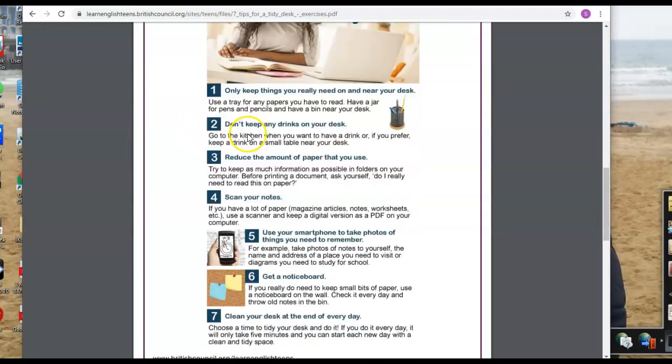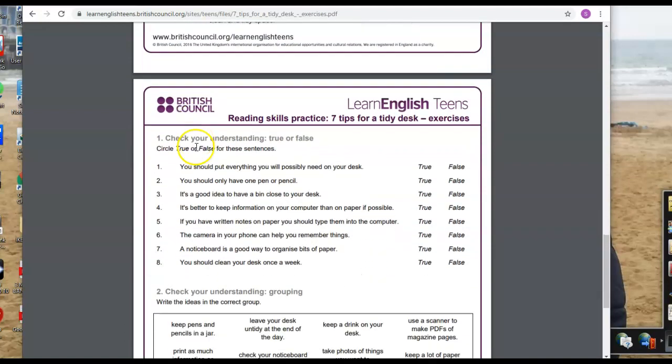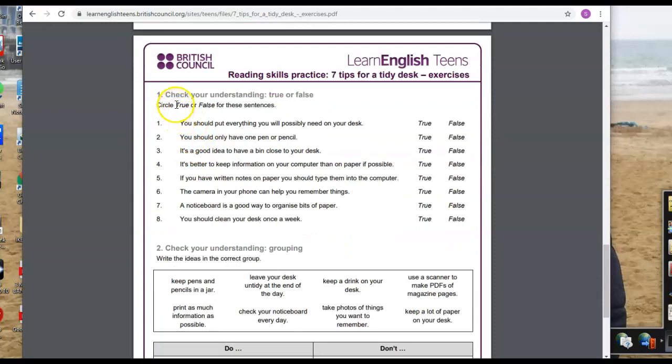So you need to read these, and then you have to check your understanding, and so you need to circle true or false for these sentences. True or false for these sentences. So I'll do the first one with you. It says you should put everything you will possibly need on your desk. Do you think that's true or false?